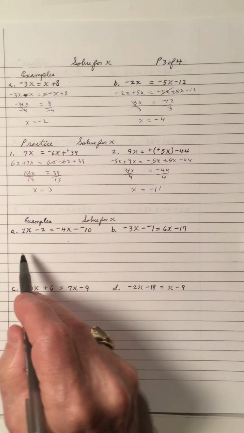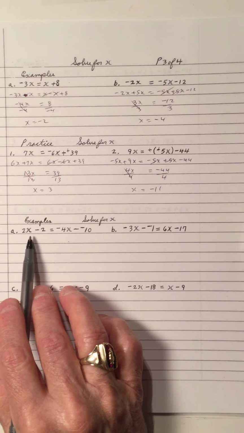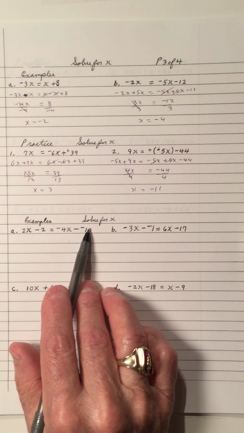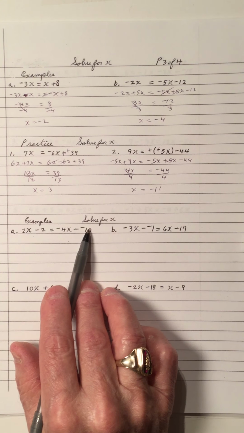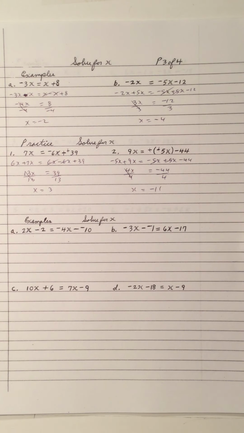So now we have another set of examples, and notice this time we have x's on both sides and numbers on both sides. So that means I will do both of them at the same time, and this is where you've got to be careful.